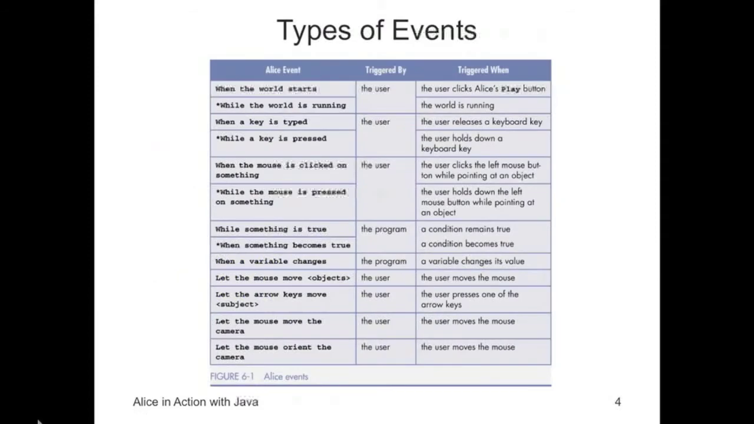There are many types of events in Alice, not as rich a set of events as the ones you see in a full-blown operating system. When the world starts is the one I just mentioned that we use all the time whenever we start the world, but there's also pressing a key, typing a key, clicking on something, and so forth, and we'll see all of these in action in due course.